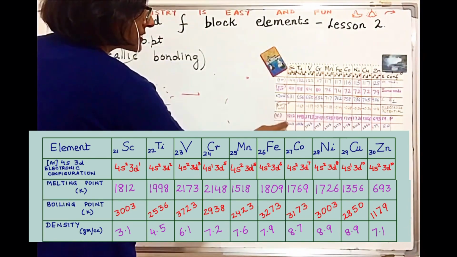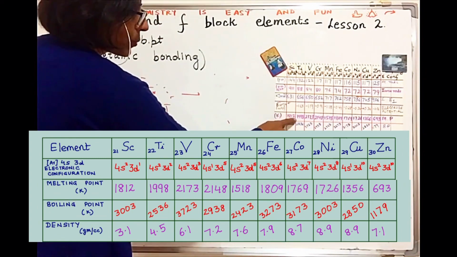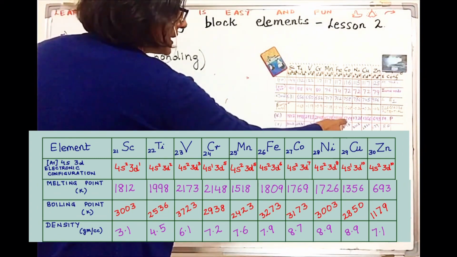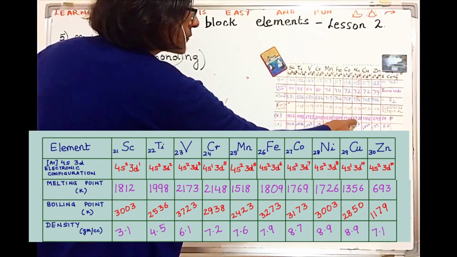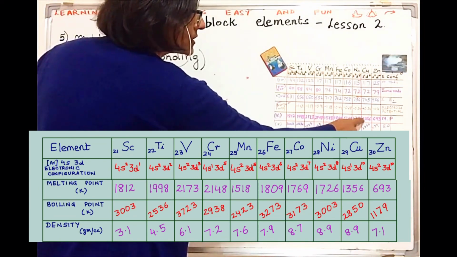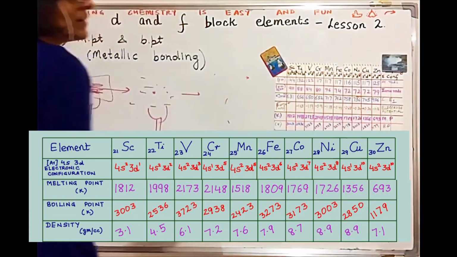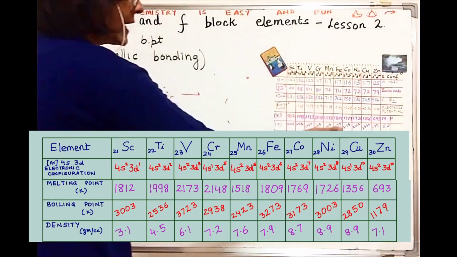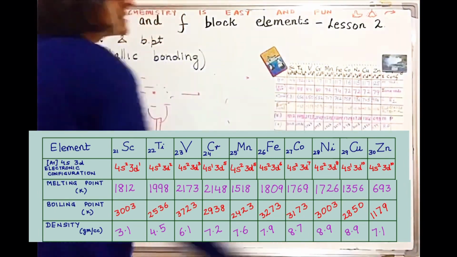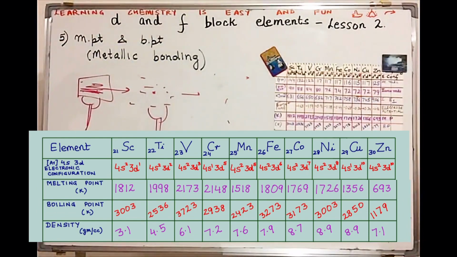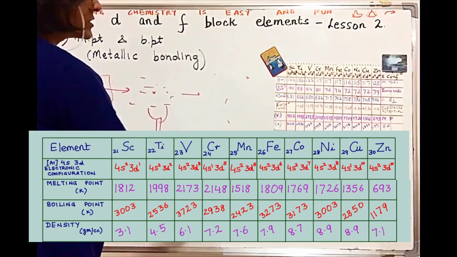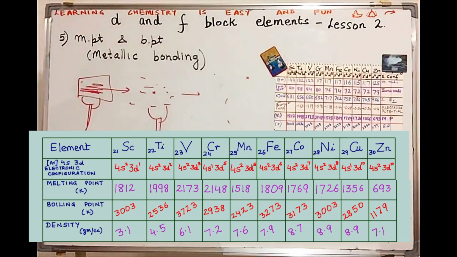So when for scandium we had started at 1812, for cobalt it is 1769, followed by nickel 1726, followed by copper 1356, and zinc 693, quite low. As I said earlier, mercury is a liquid, so the trend goes down in a group as well, right?